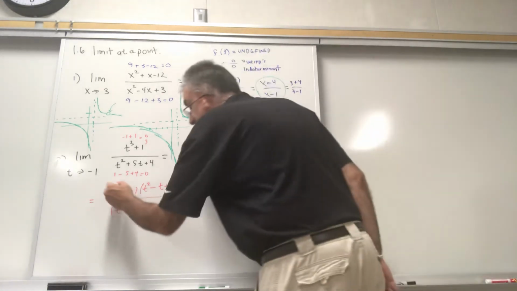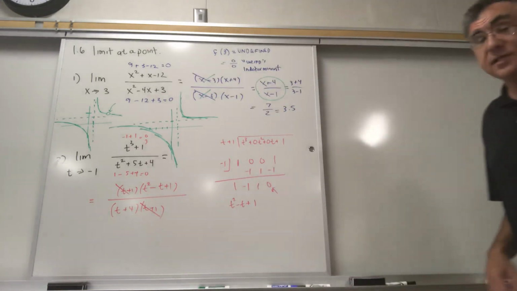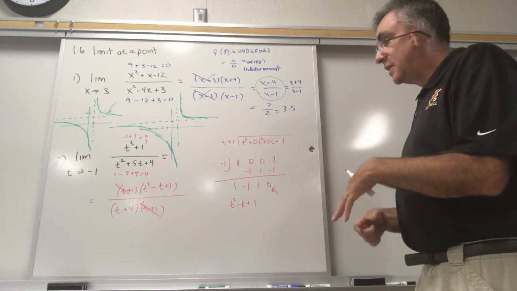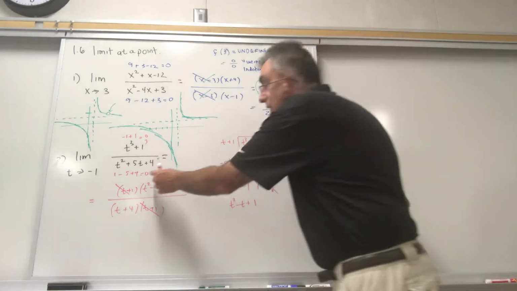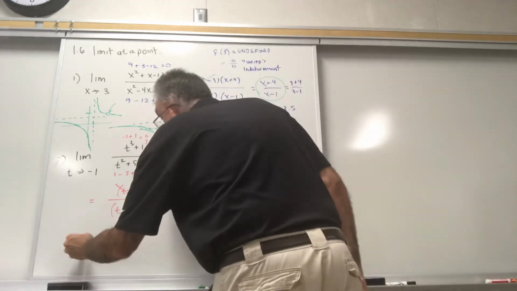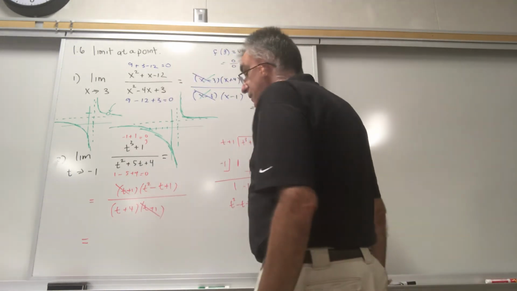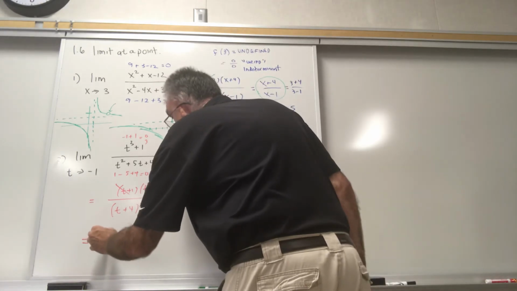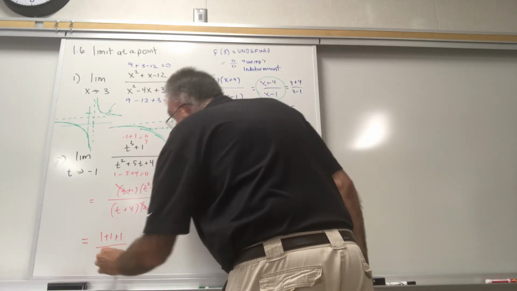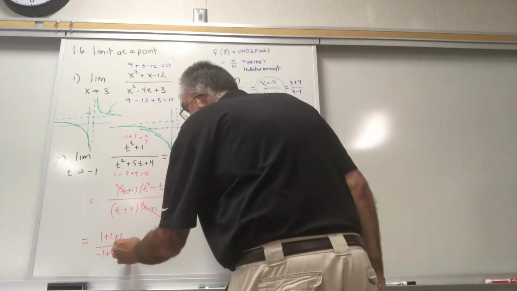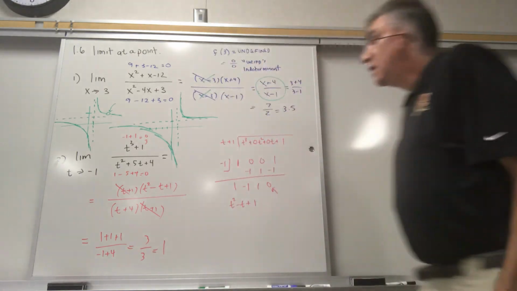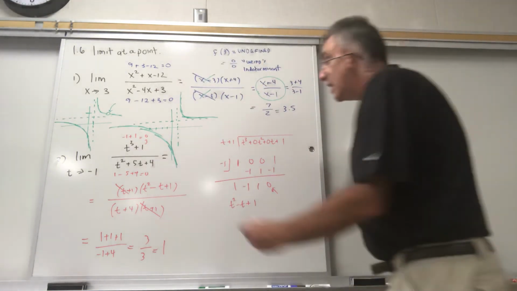So then this cancels. Remember, the whole point here is that every question is kind of like this. You do something to get something to cancel so that you can actually put the -1 in without getting this indeterminate idea, okay? So then what you're going to do here is put that -1 in, 1 plus 1 plus 1, -1 plus 4, 3 over 3, oh, that's 1. So that has a limit of 1.